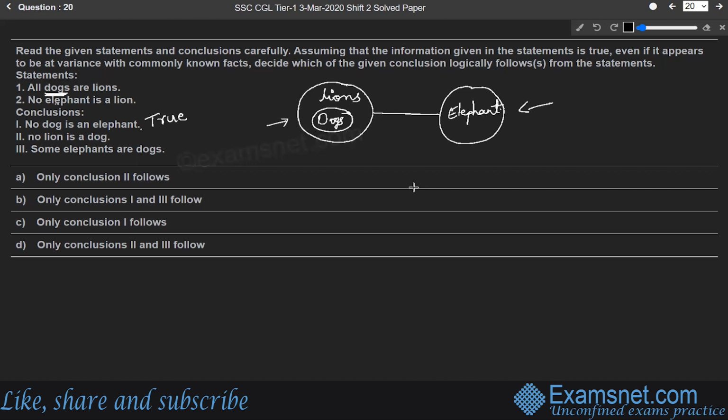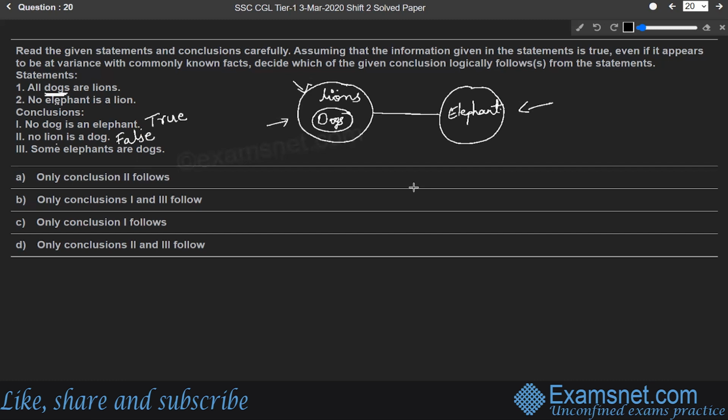Then the second conclusion is no lion is a dog. We can see that there is a relationship between lions and dogs. Both are related to each other. So the second conclusion is not completely true here because some lions can be dogs. So this is false.